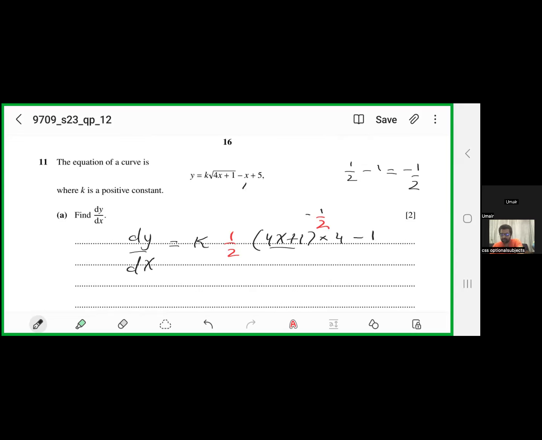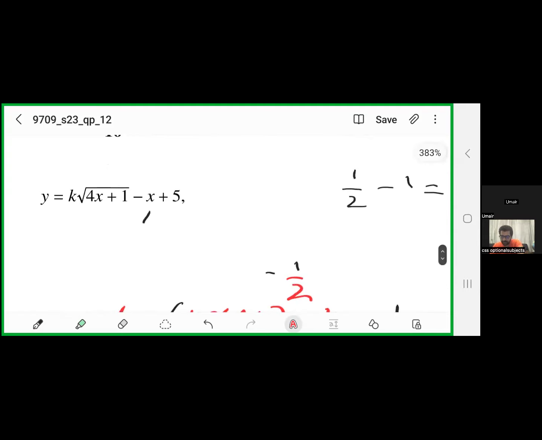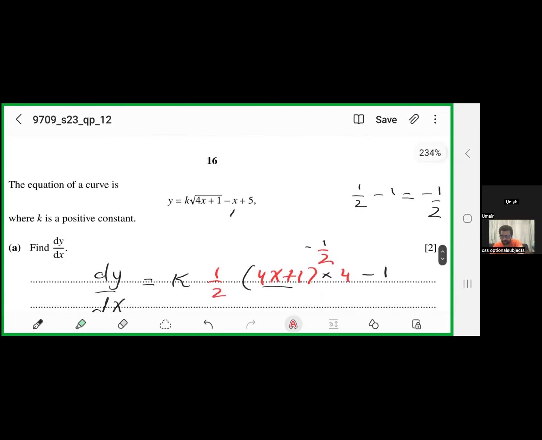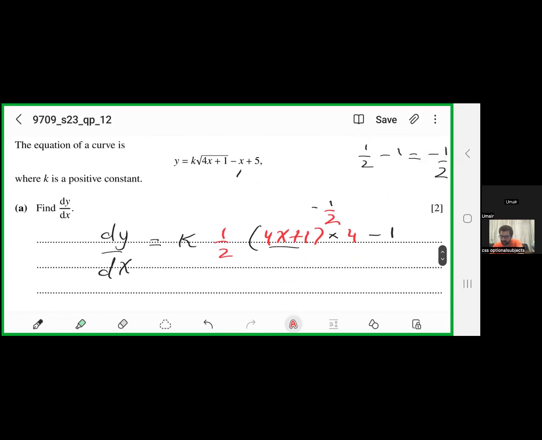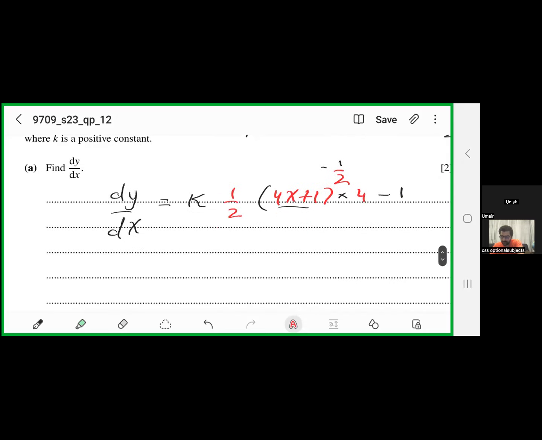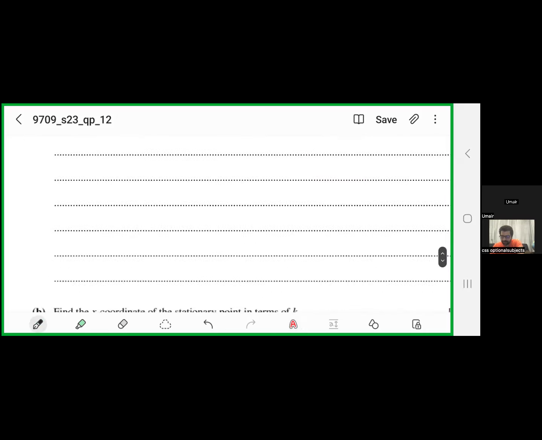So this is how you can differentiate it: k into 1 by 2, (4x plus 1) power minus 1 by 2, times 4, because the derivative of this function will be multiplied over here, minus x. Okay, so minus x derivative is minus 1 because x derivative is 1, and the derivative of 5, which is constant, is 0. This is the differentiation of this one.